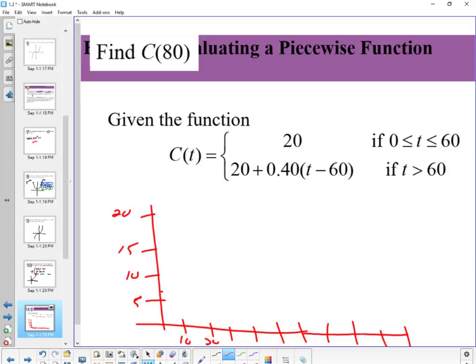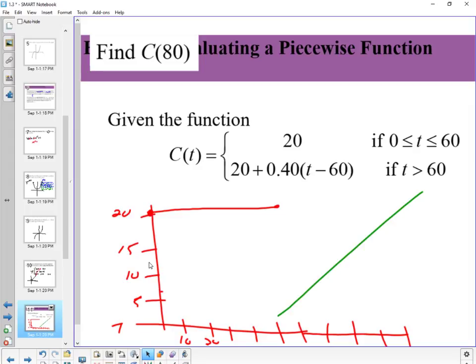All right, so when t, and this is t here, is from 0 to 60, it's going to look like that, because it's always equal to 20, right? And then once I get to the other part, which is greater than, it should look like this line. What is this line? It's going to be gross, isn't it? Let's pretend that this is the line. We see the two pieces?